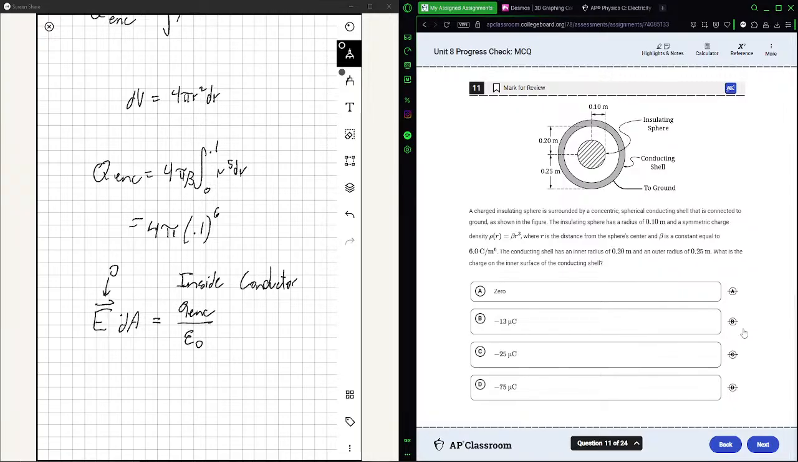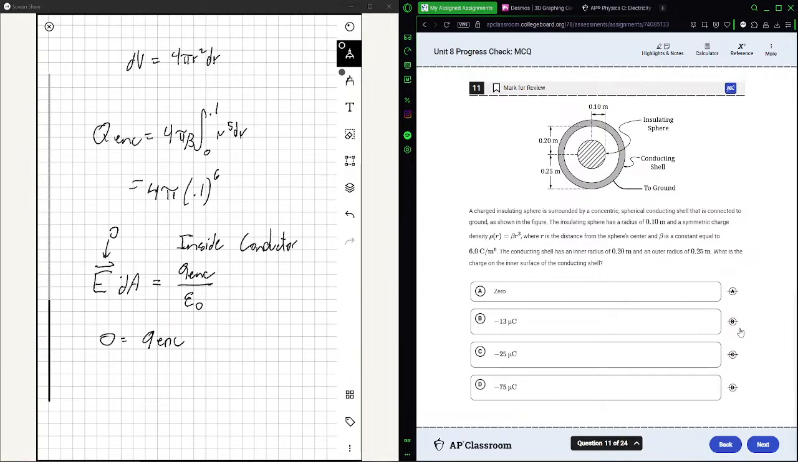That means that Q enclosed has to be equal to 0. So 0 equals Q enclosed. So this is Q enclosed by the conductor, okay? But the charge enclosed by the conductor, since we know charges of conductors, all the charge distributes on the surfaces. So that means all the charge of that conductor is going to be distributed either on the inner part of the shell or the outer part, because the surfaces, right?